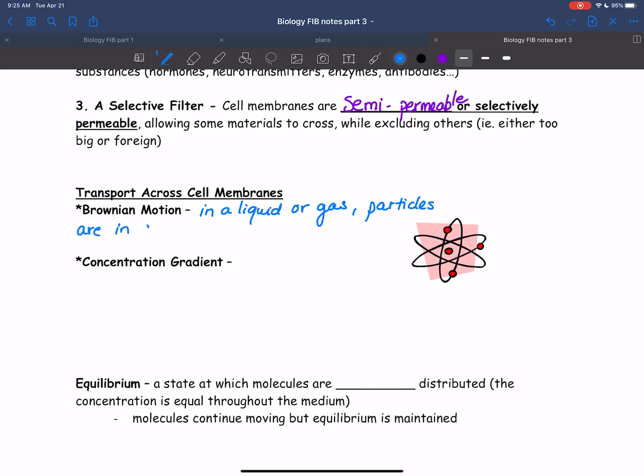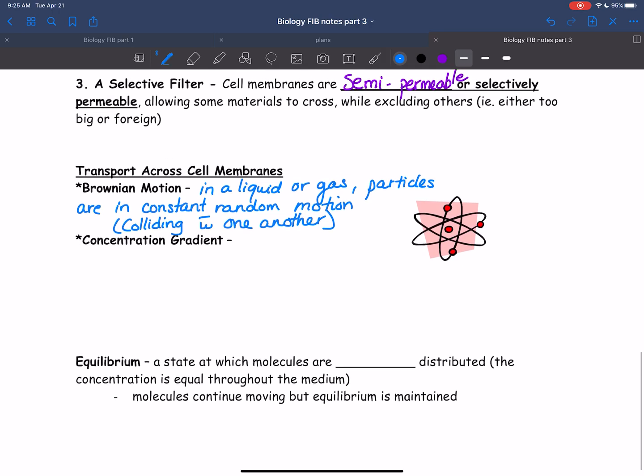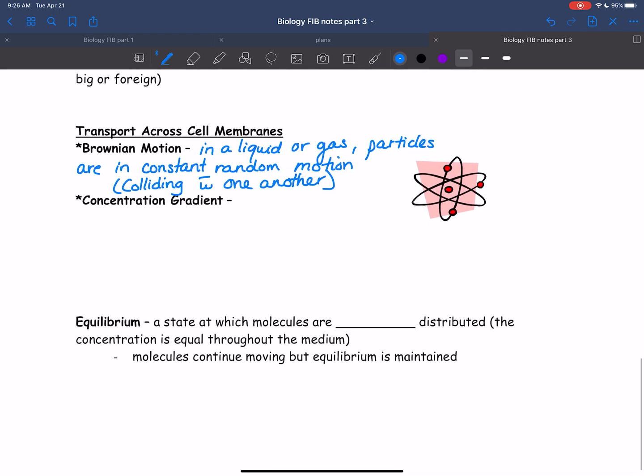So in a liquid or gas, particles are in constant random motion. They're constantly colliding with one another. Okay. And so particles are always moving around, and they're going to find themselves at the cell membrane, ready to either come in or out. So what decides then the movement of coming in or out? Well, that's going to be the concentration gradient.